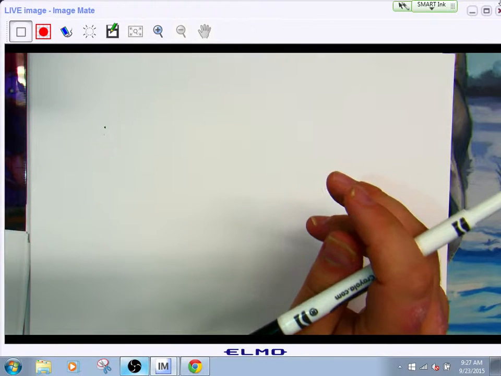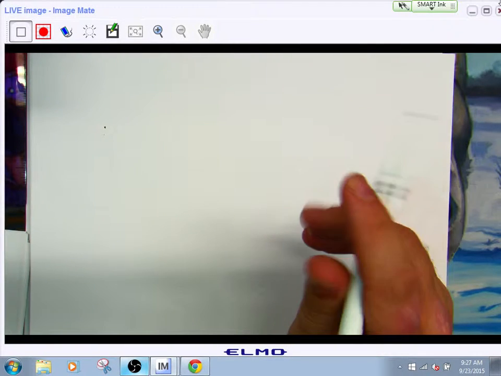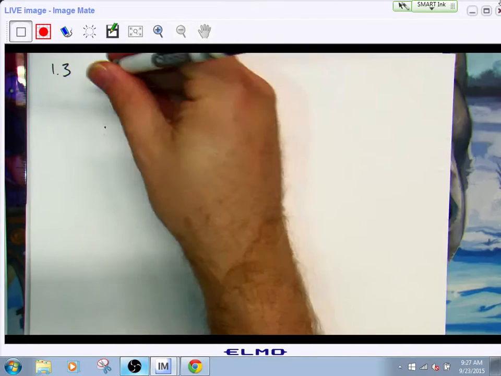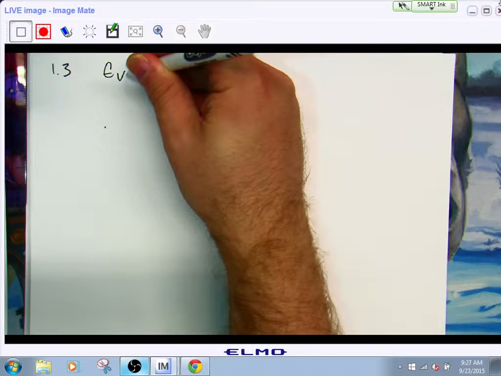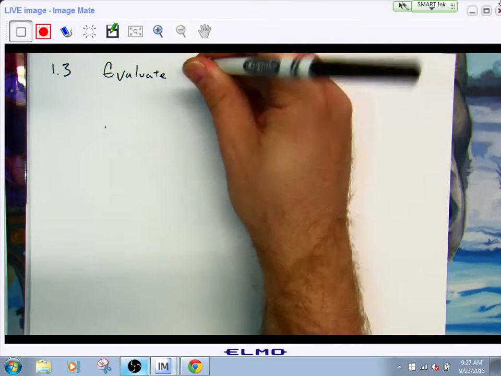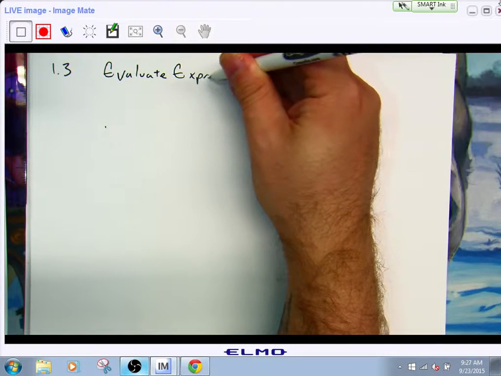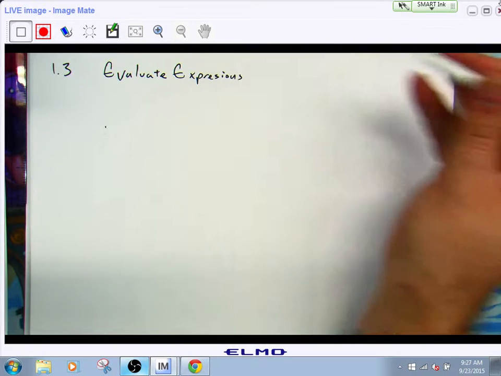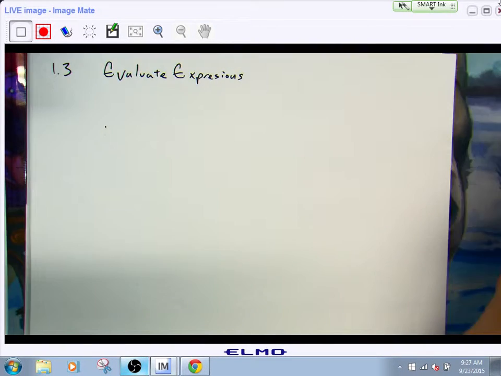So today I want to focus on a couple different things that are going to appear in 1.3. The first thing that you're going to have to be able to do is you got to know how to evaluate expressions. And this just means figure out what an expression is. So we might have an expression that says something like this.